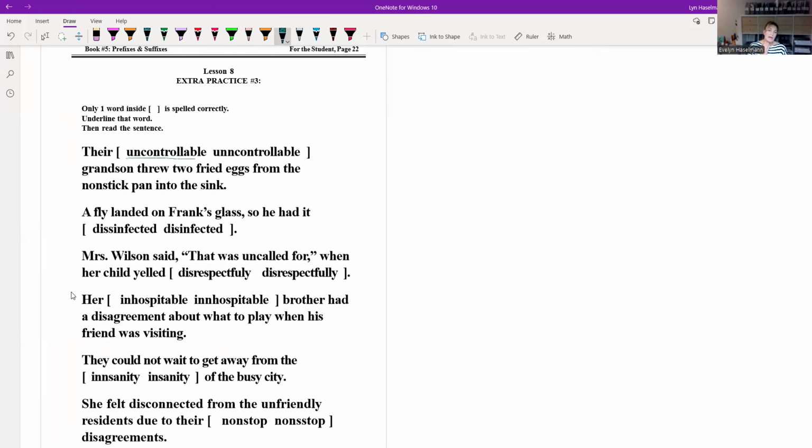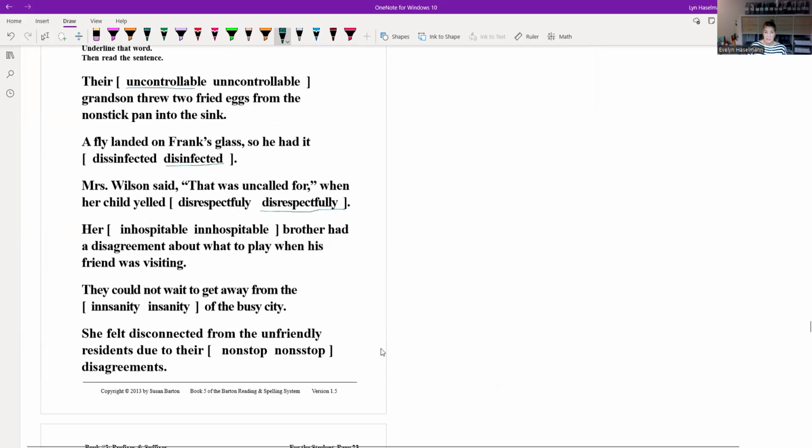The fly landed on Frank's glass, so he disinfected it. Only 1 S again in disinfected. Mrs. Wilson said that was uncalled for when her child yelled, disrespectfully. Now, full is a suffix and ly is a suffix. So this one is correct. It wasn't a very good underline, but that is something that students often mix up, is full and ly. Full is one suffix, ly is another.